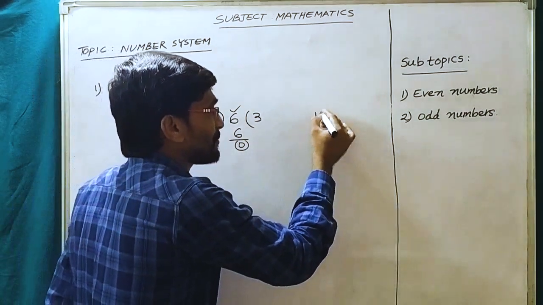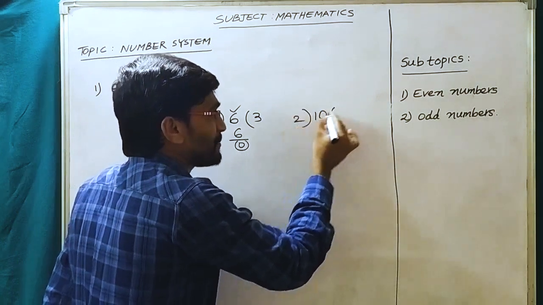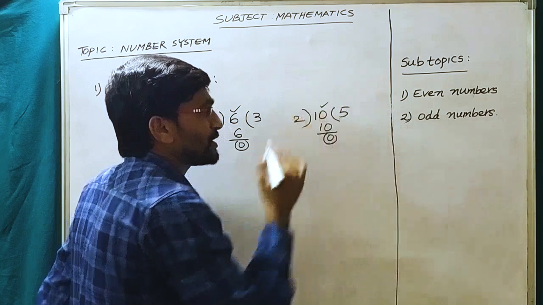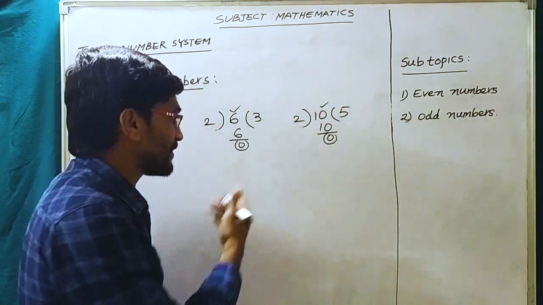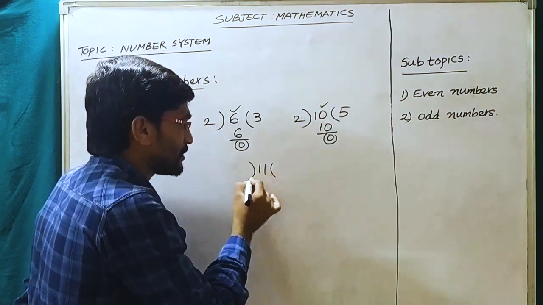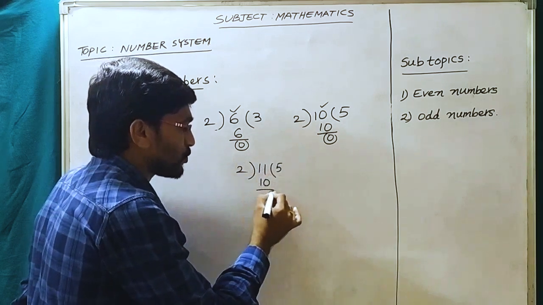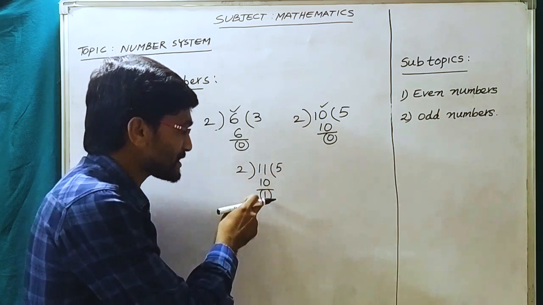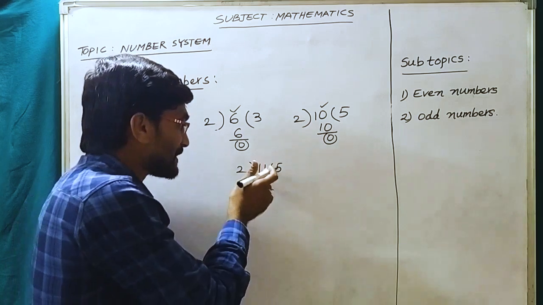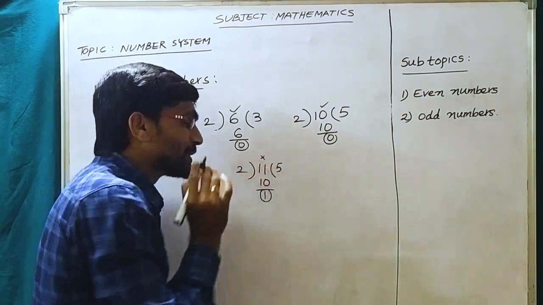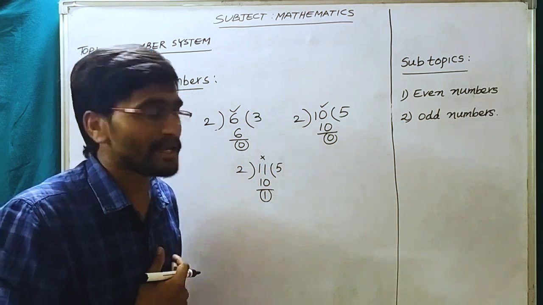Let us consider another number 10. 10 is divided by 2. 2 5s 10. Remainder is 0. So that 10 is an even number. Let us consider another number 11. 11 is divided by 2. 2 5s how much? 10. What is the remainder? Remainder is 1, not 0. So that 11 is not exactly divisible by 2. Hence, 11 is not an even number.